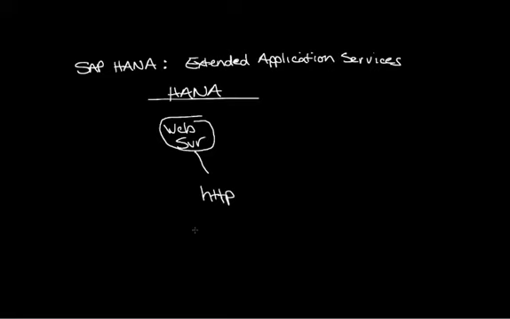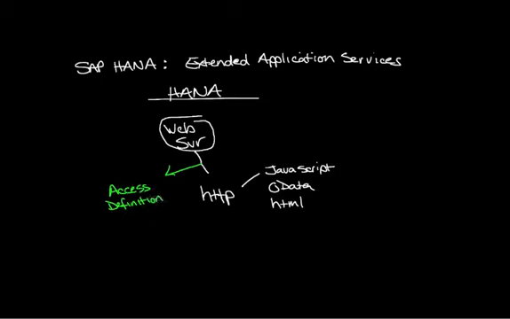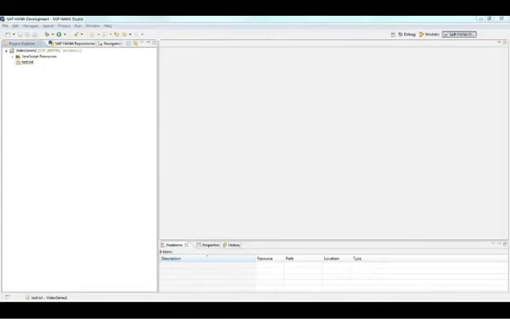All the access to executable objects in HANA Extended Application Services is done via HTTP. So there's an embedded web server inside of HANA. But before we can expose anything, whether it's JavaScript, an OData service, HTML content, we have to first set up our application descriptors and our access control. And this all must be done per package.